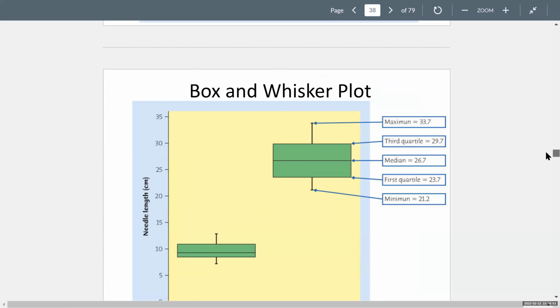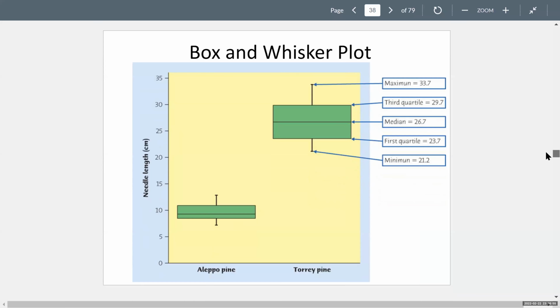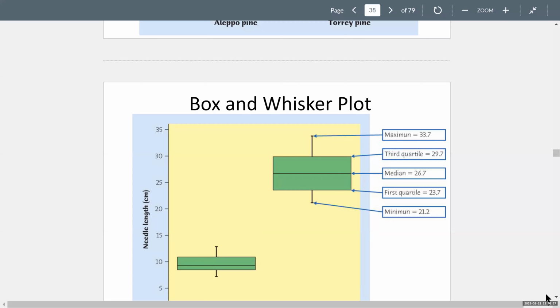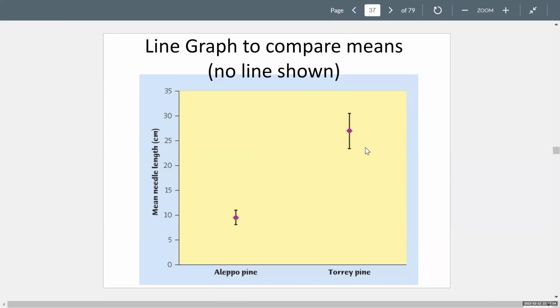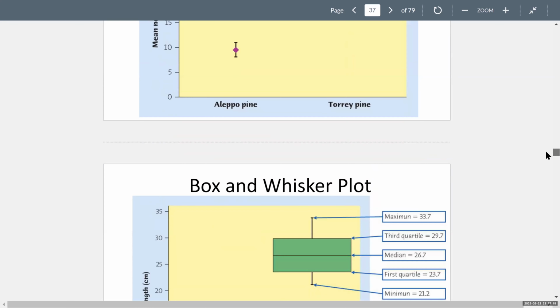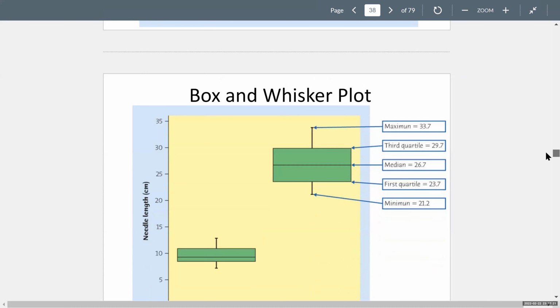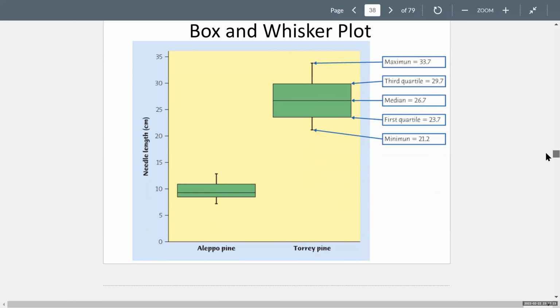All right, so there's another neat kind of graph. We aren't going to make these in class, but I want you to be aware of them and know what they look like. So if we look at our line graph with our means shown as a dot and our standard deviation shown as these error bars, that's some information about the distribution, but we can actually make a graph that shows more information about the distribution, and that is called a box and whisker plot. And we have a box and whisker plot for the same data.